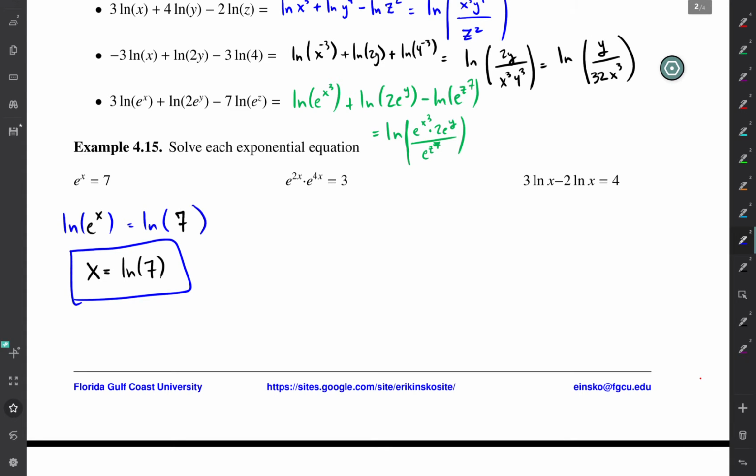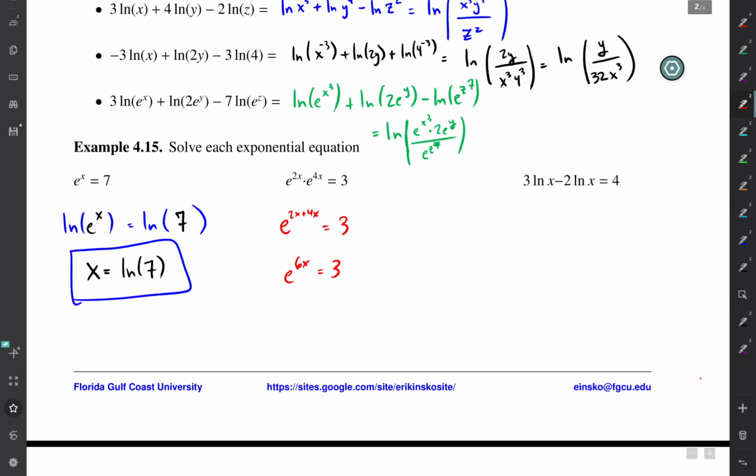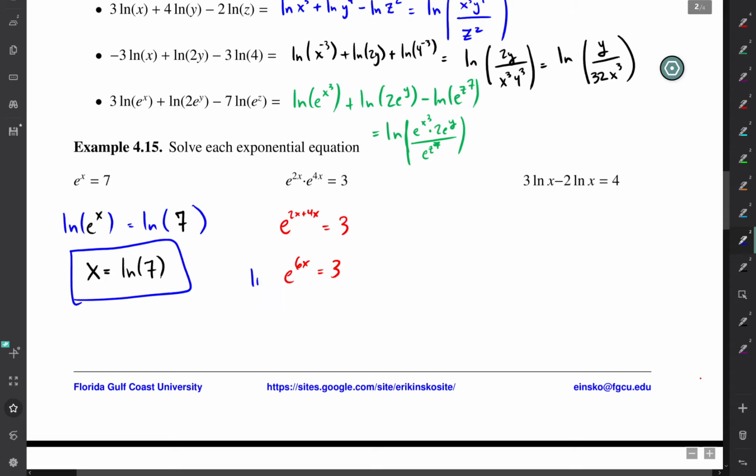Okay, in the second problem, we have e to the 2x times e to the 4x equals 3. So now we're going to use the properties of exponents to simplify this a little bit. We get e to the 2x plus 4x equals 3, which is e to the 6x equals 3. And now that we have the left-hand side simplified as much as possible, we can apply the natural log function to both sides.